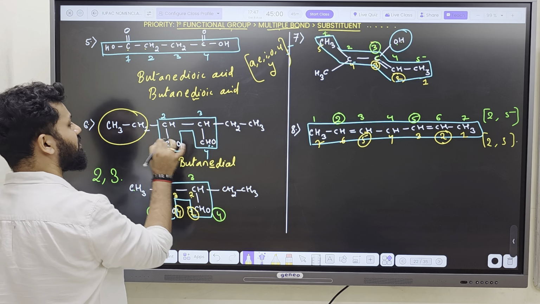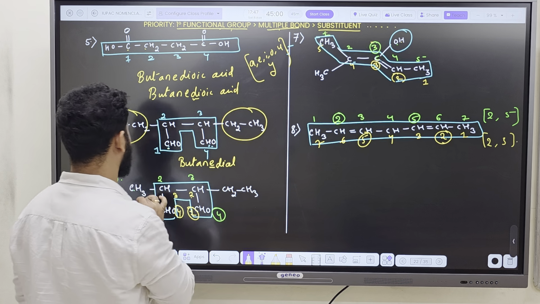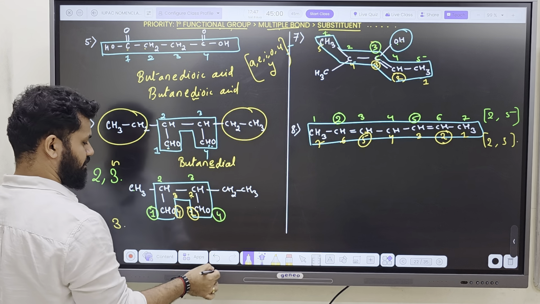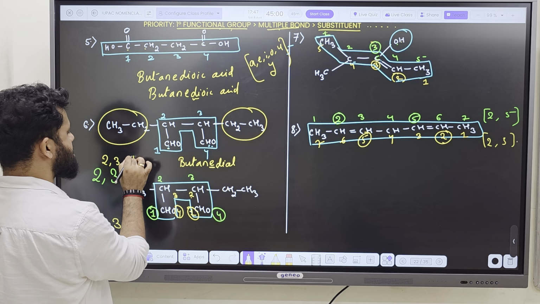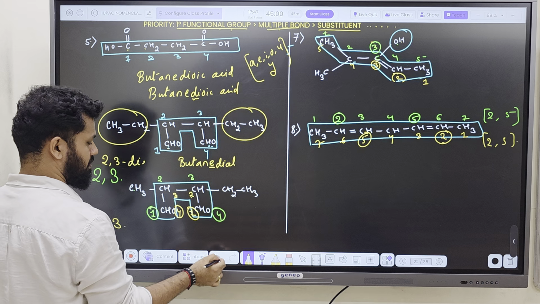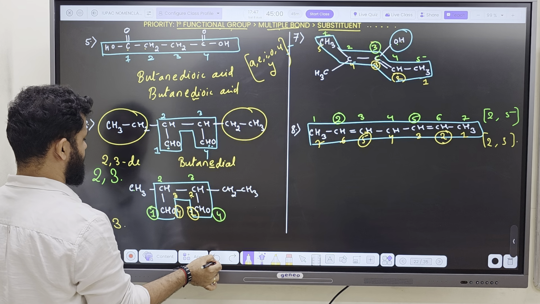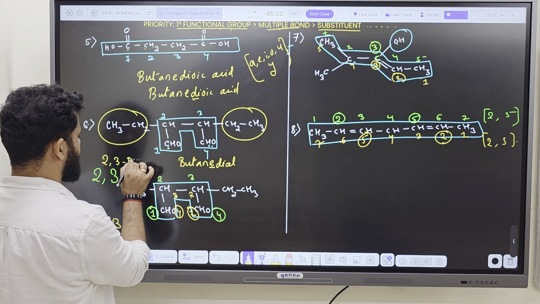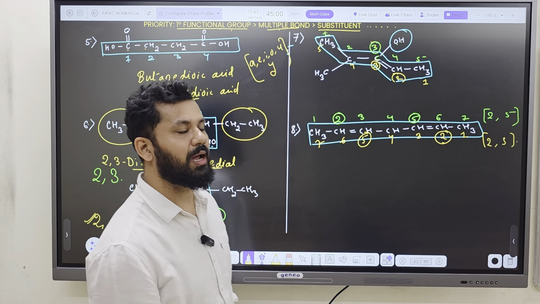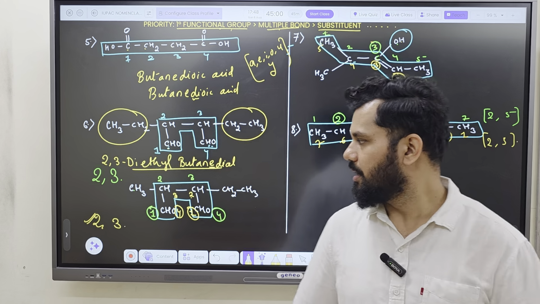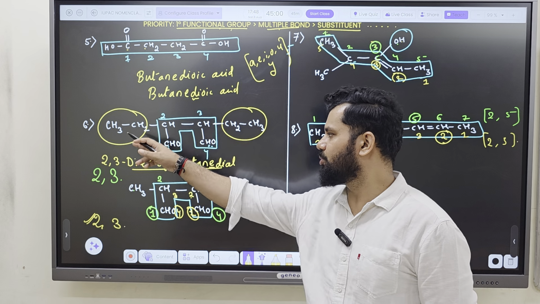There is an ethyl group over here, there is an ethyl group over here, so we will write 2,3-diethylbutanediol. Di means they are present 2 times, so di.